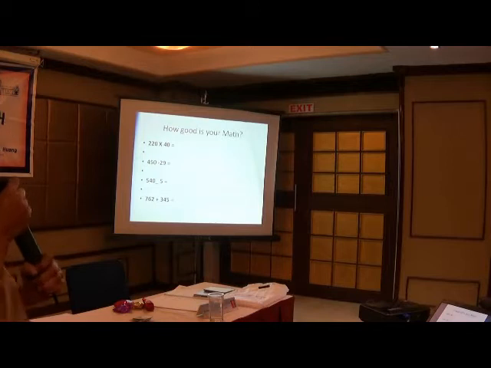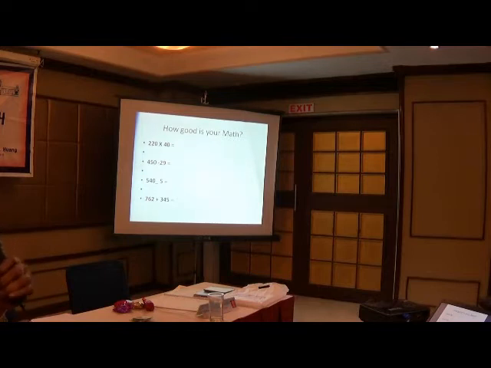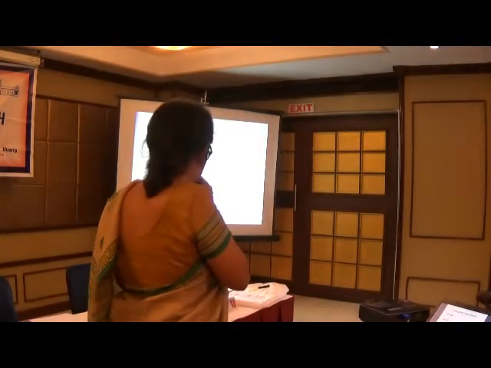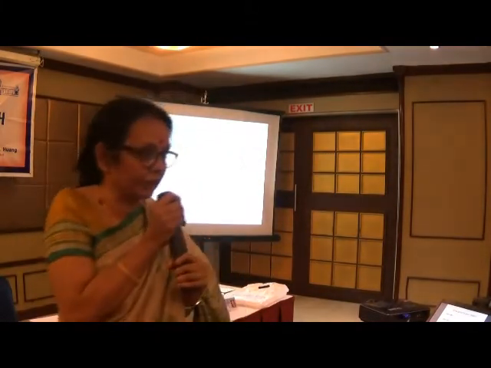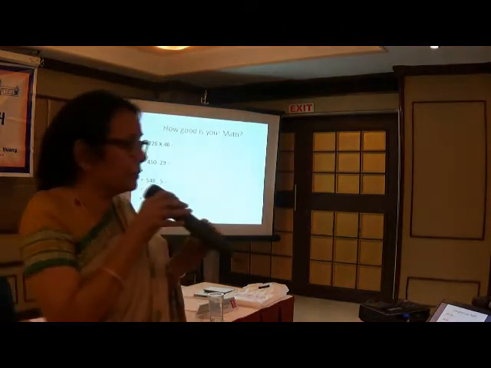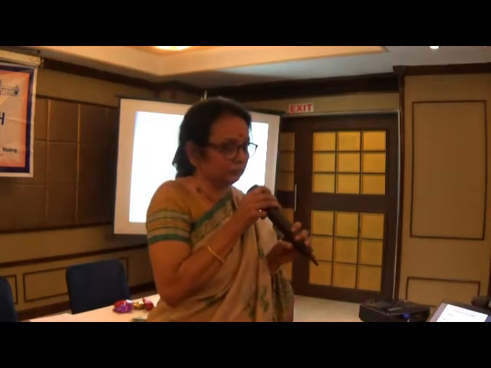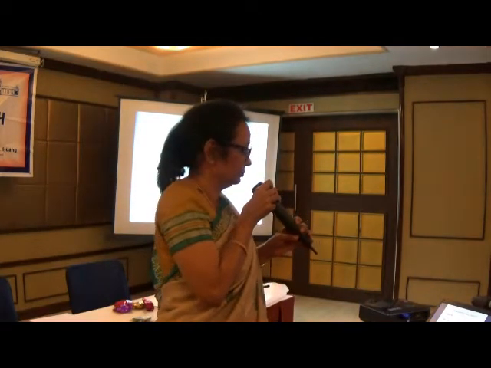Okay, 450, not divide, multiply by 29. Okay, all right. 540 plus 5, that's simple enough, 762 minus 345. Okay, the point that I'm illustrating here is, what happened to your math skill? What happened to your math skill?